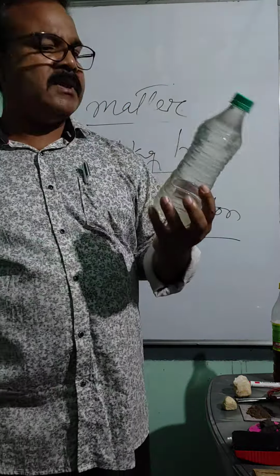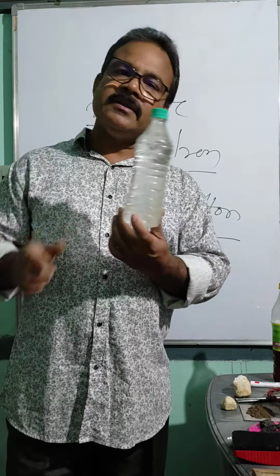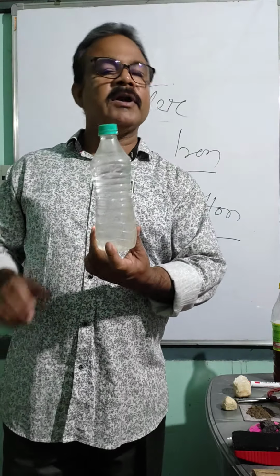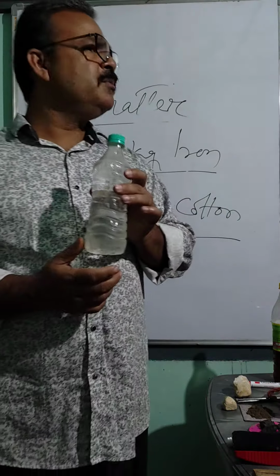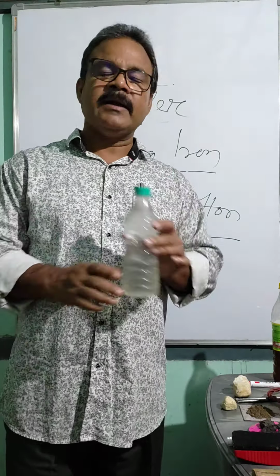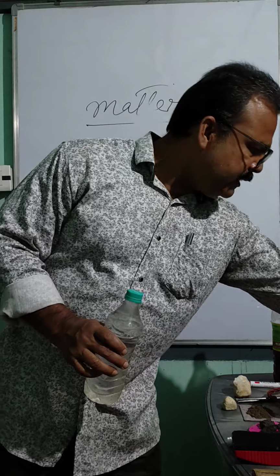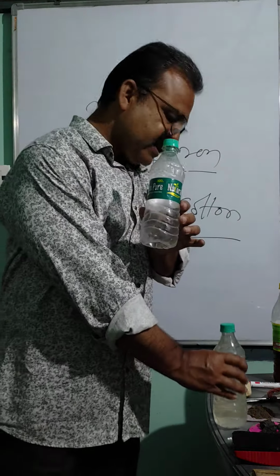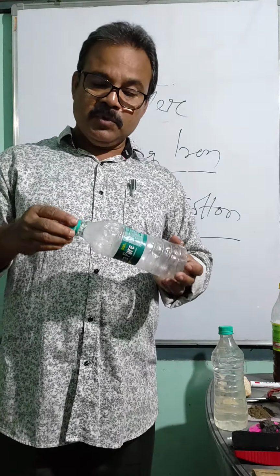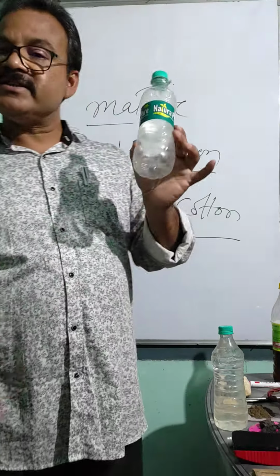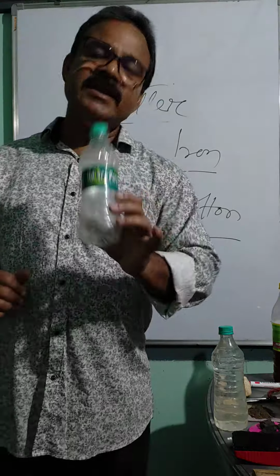You take another example. Now you see, this bottle is full of water. And its volume is 500 ml, or in other words, 500 cubic centimeter. And its mass is also almost 500 gram. And again, what is there inside the bottle? No, it is not empty. It is full of air. And how much is its volume? Its volume is also 500 cubic centimeter.